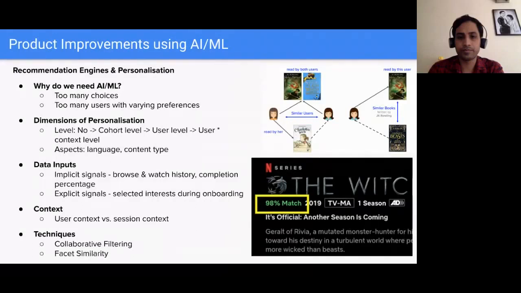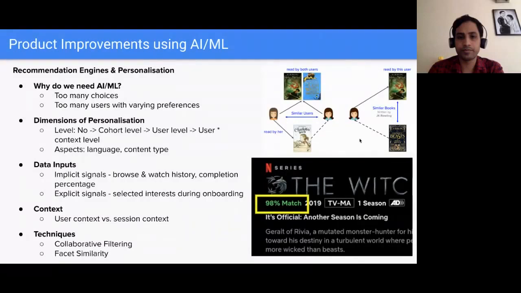So it's a matching problem in a way, right? You need to match the right products to the right users, or the right content to the right users, based on which domain you're operating in. The scale of data is huge, and that is why you need AI/ML. When it comes to building recommendations, it's about personalizing the experience.